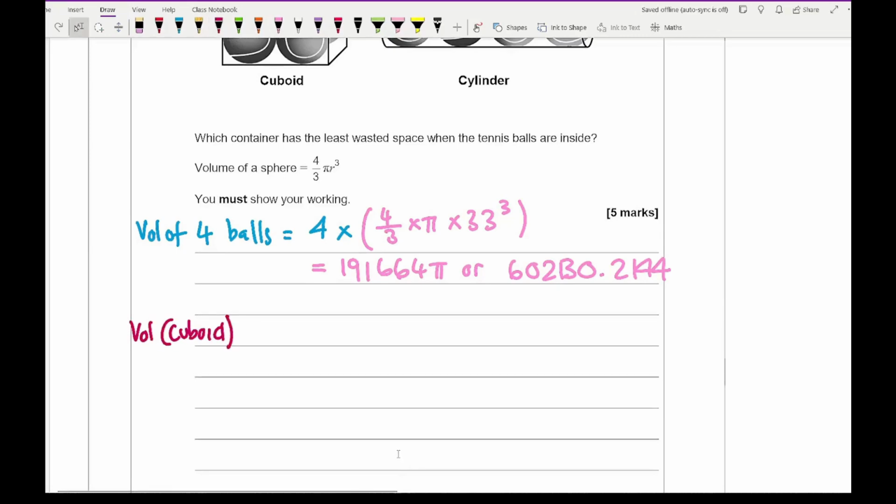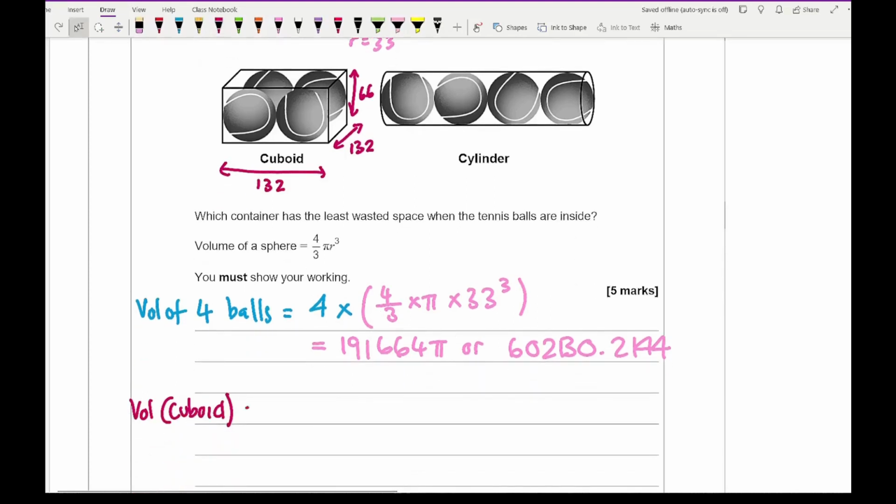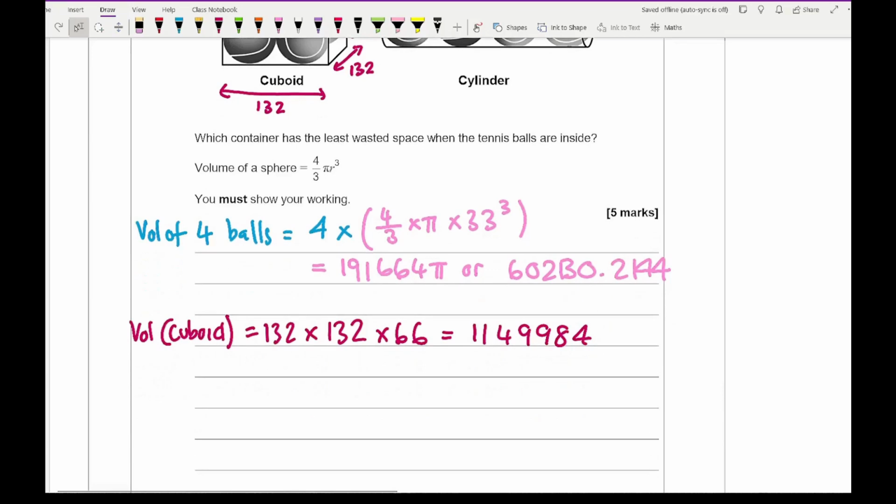Now from this, what I then want to do is work out the volume of the cuboid. If I go back to the diagram, I've got 2 balls going in that direction. They've both got a diameter of 66, so that's 66 times 2, which is 132. The height of that cuboid is going to be 1 diameter of the tennis ball, so that's 66, and the length of that cuboid is again 2 tennis balls, which is 132. So to work out the volume of the cuboid, it's 132 times 132 times 66, and that gives me an answer of 1149,984.